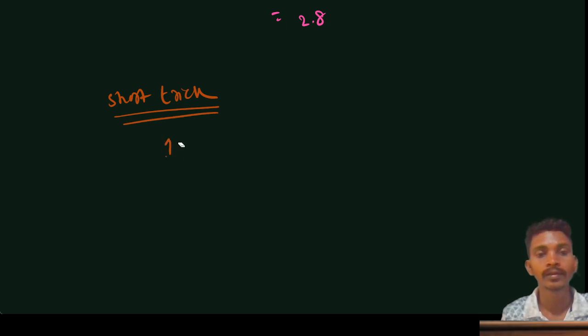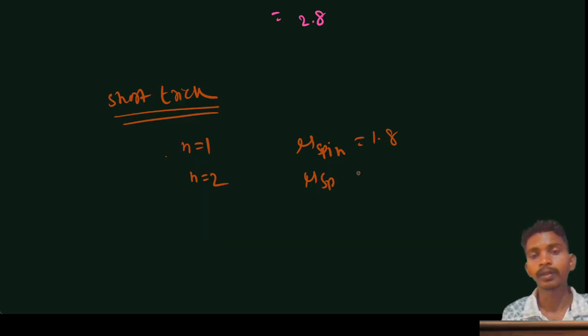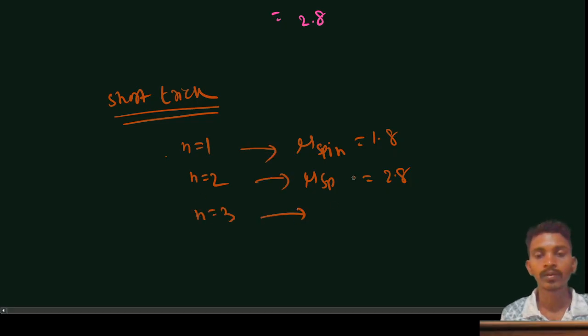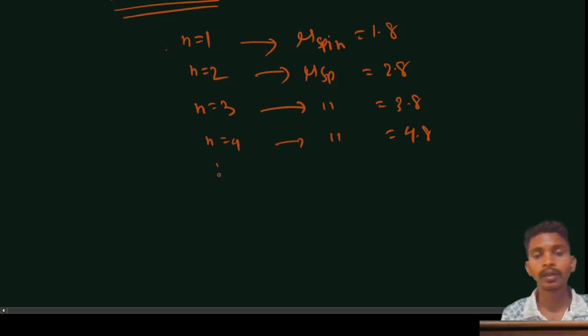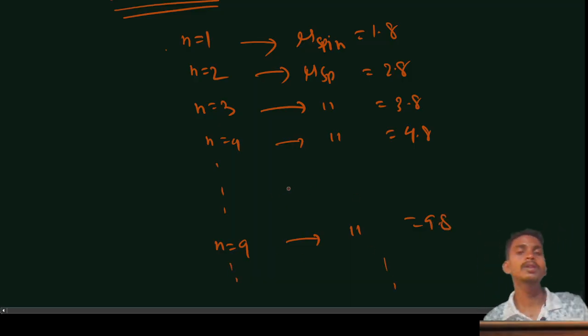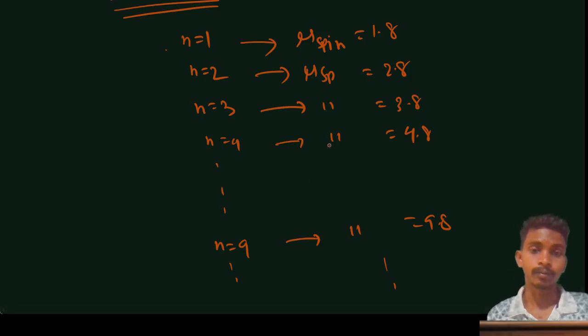If n equal to 1, then the spin only magnetic moment will be 1.8. If n equal to 2, then the spin only magnetic moment will be 2.8. And if n equal to 3, then the value is going to be 3.8. If n equal to 4, this value is going to be 4.8. Similarly, if it is n equal to, let's say, 9, then this value is going to be 9.8. Like that we can take all the values if it only asks for the spin only magnetic moment.